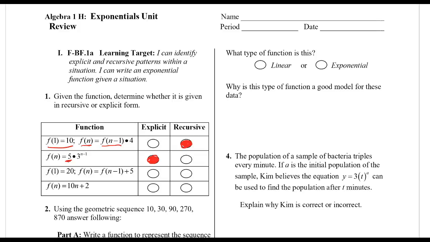Separately, like we know from doing these in class, 5 is my initial value and the 3 is the growth factor. The third one, f of 1 is 20 and f of n is f of n minus 1 plus 5. This could be recursive again. And f of n equals 10n plus 2. That's going to be explicit.